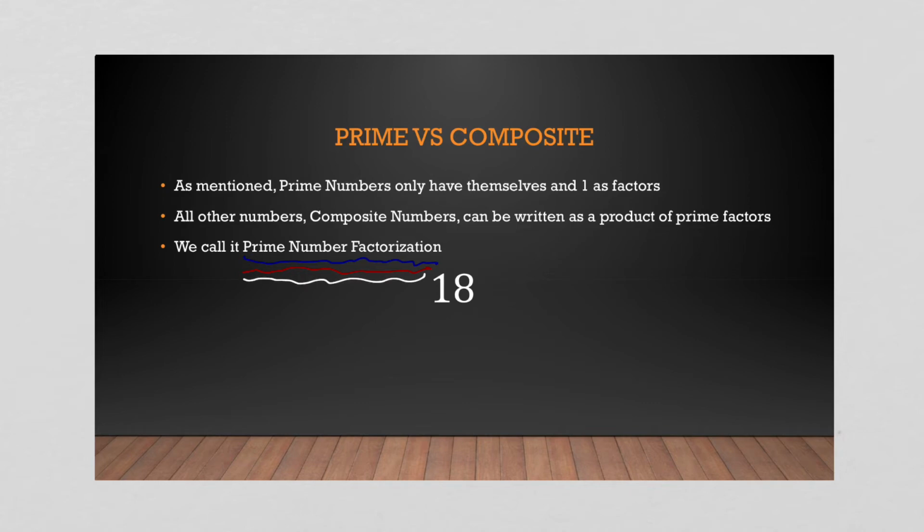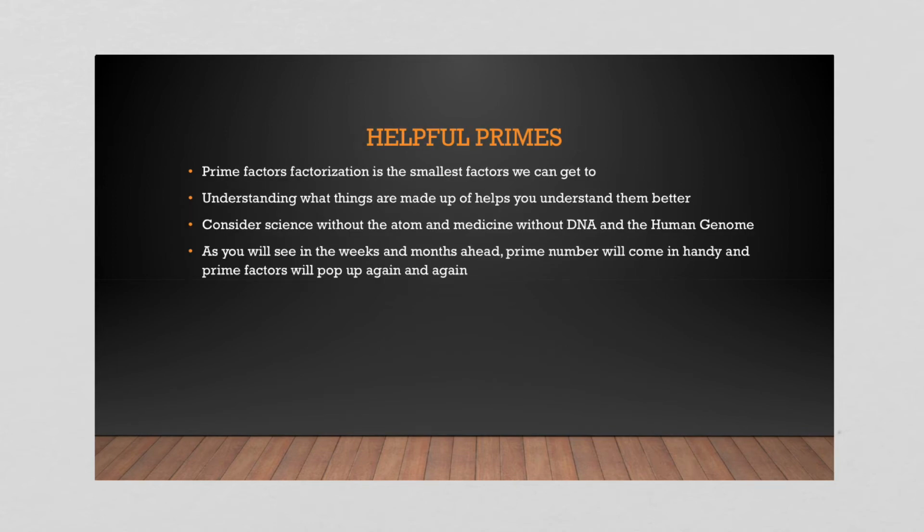So I'm going to be more clear on this in an example to follow, but I can just tell you now, 18 is 2 times 3 times 3. 2 times 3 times 3 is 18. So this is what we call the prime number factorization of 18. Knowing what a number is made up of is crazy helpful. So let's see this in play with what we call factor trees.